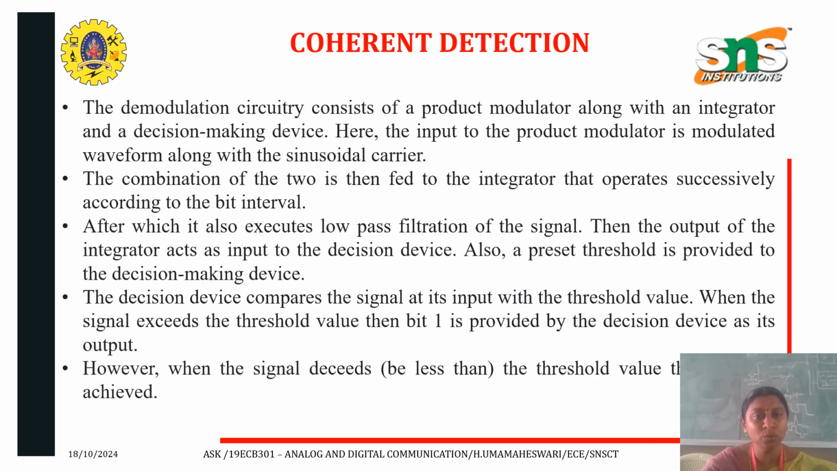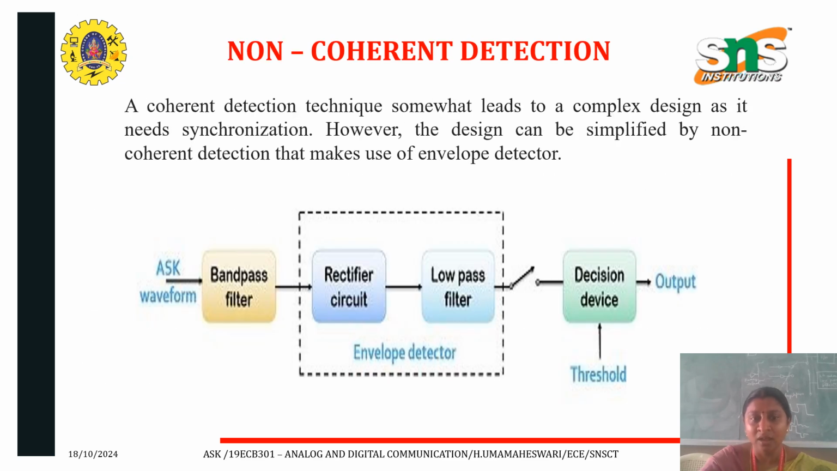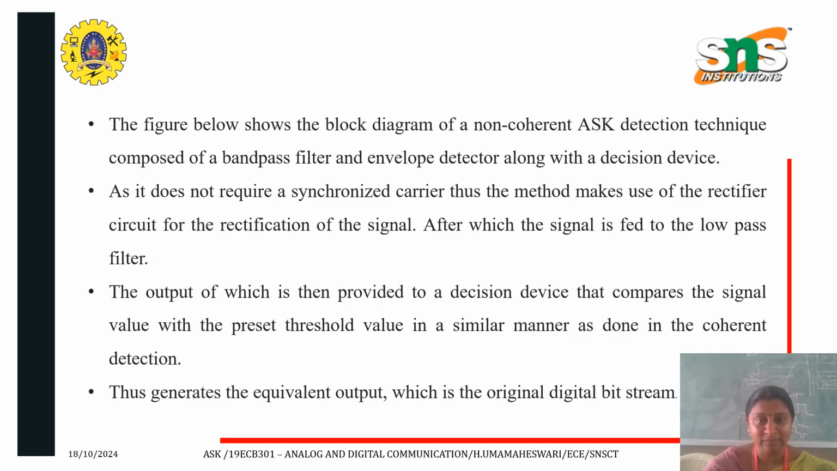The combination of the two is then fed to the integrator that operates according to the bit interval. The explanation of the coherent detection block diagram is over. In non-coherent detection, the coherent detection technique somewhat leads to a complex design as it needs synchronization. However, this design can be simplified by non-coherent detection that makes use of the envelope detector. Here, a bandpass filter is applied to the envelope detector block, where the envelope detector consists of the rectifier circuit and the low pass filter, and it is then given to the switch and finally to the decision device, where we get the output.